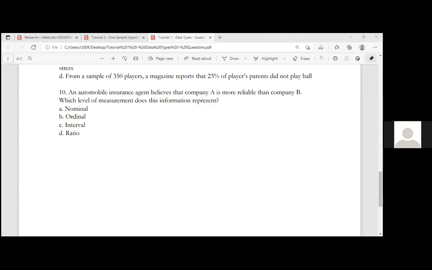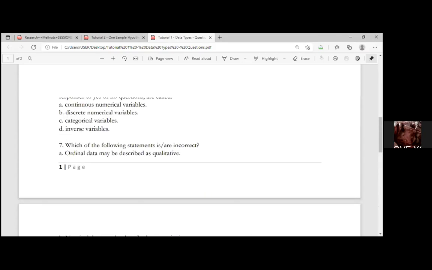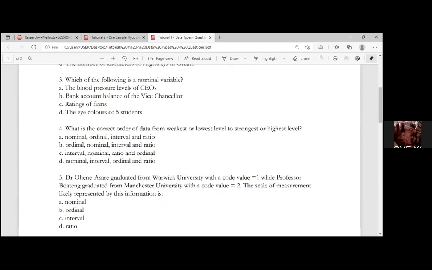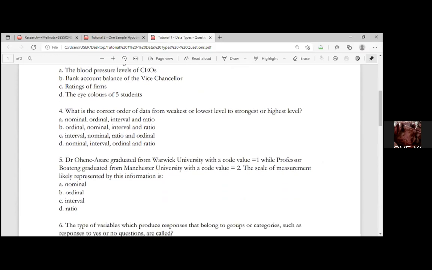Question 4 and question 5. Question 4 is, what is the correct order? So the answer was what? A, nominal, followed by ordinal, interval, and ratio. Please take these questions we are doing seriously, because some of them do come in your exam.